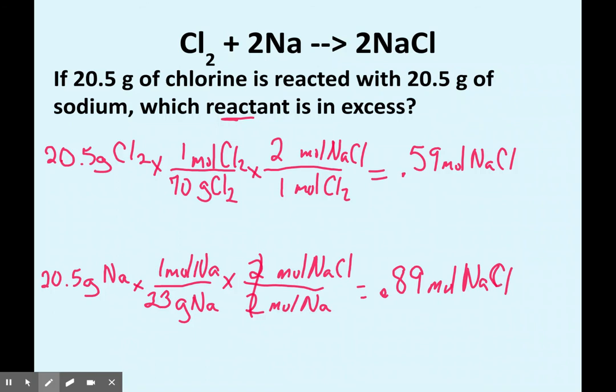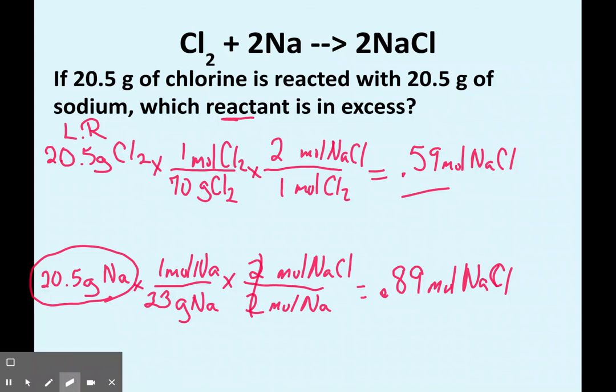Okay. So the one that produces the least amount, this is my limiting reactant. But the problem says which is the excess. So the answer on this one is going to be 20.5 grams of Na. So again, watch that wording because it's very tricky.